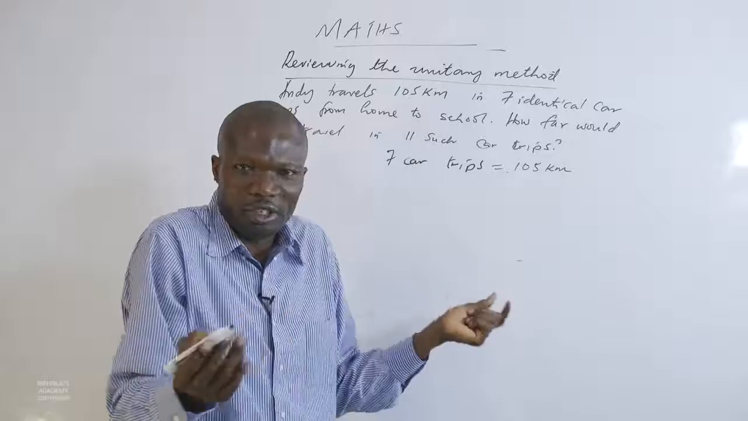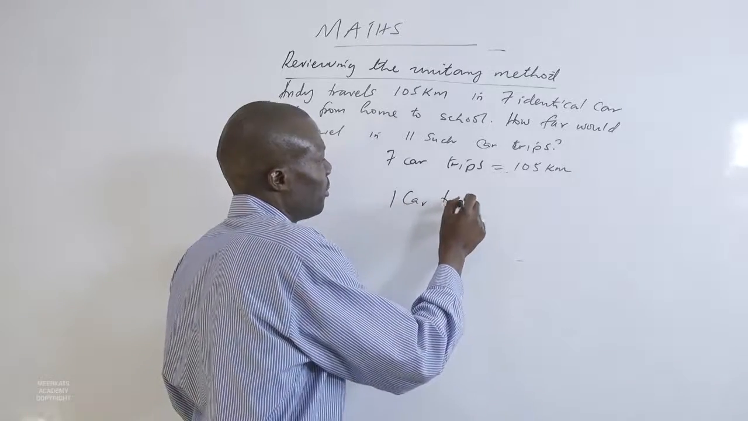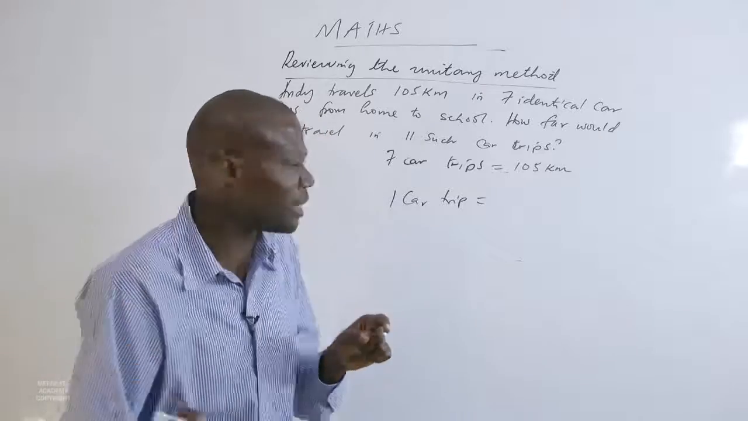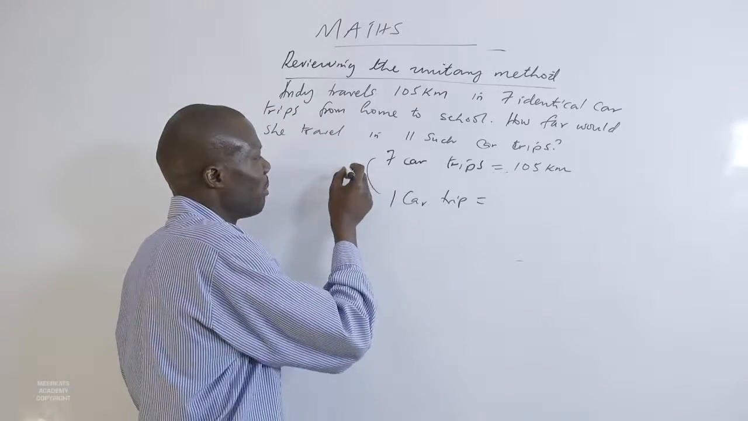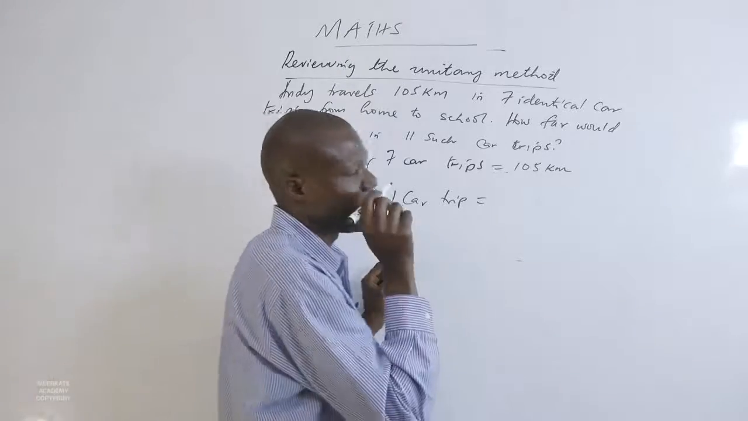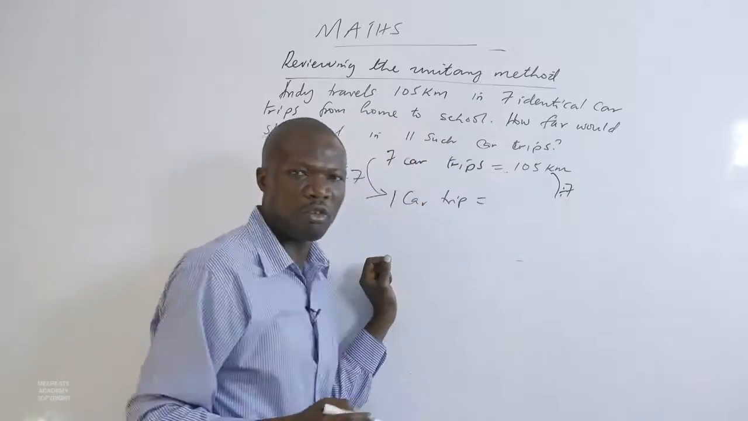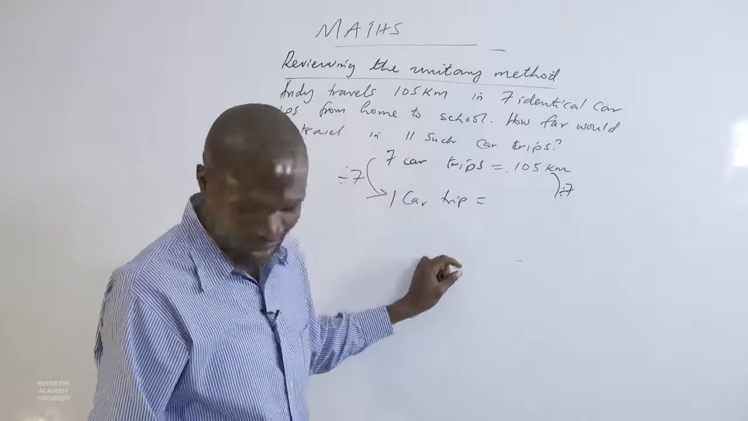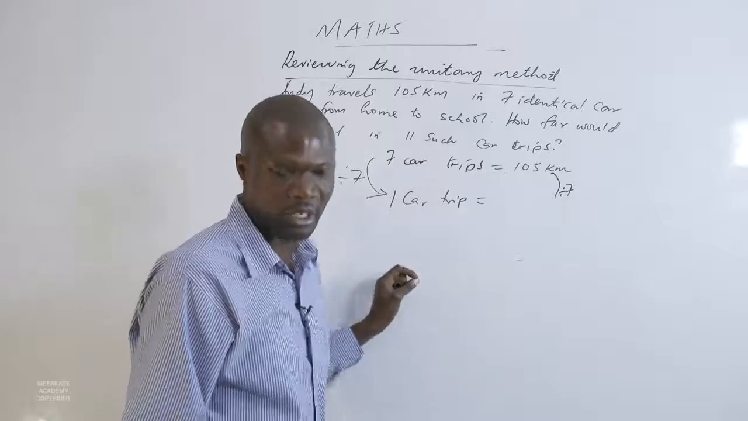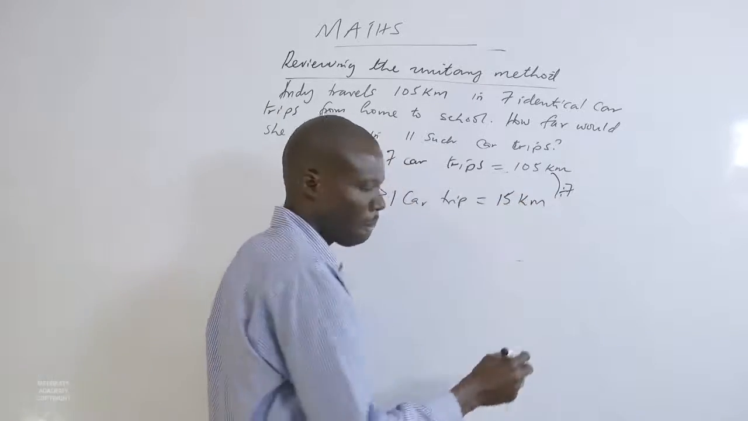To get 1 car trip, what happened? Because we want to talk about 1 car trip, it means that we shall divide 7 by what? By 7 to get 1 car trip. When you divide 105 divided by 7, you'll get that this one is 15 kilometers.